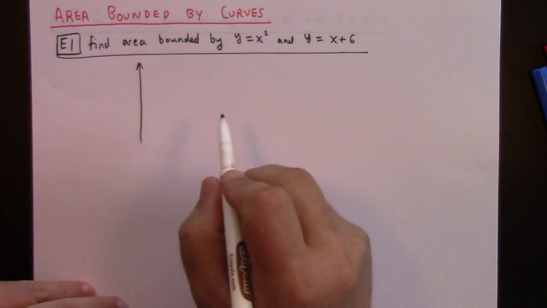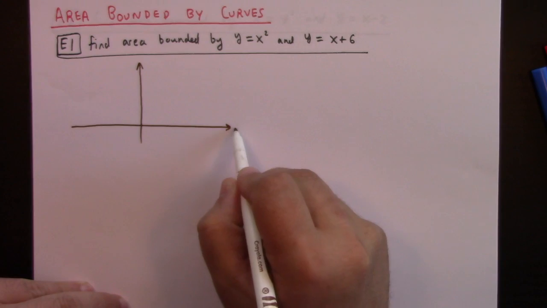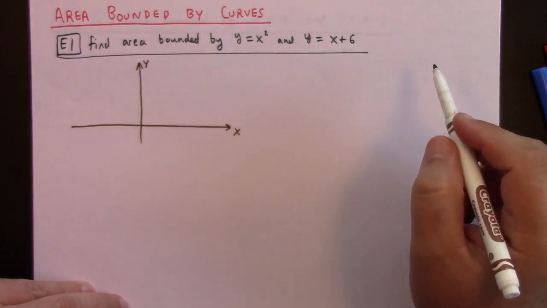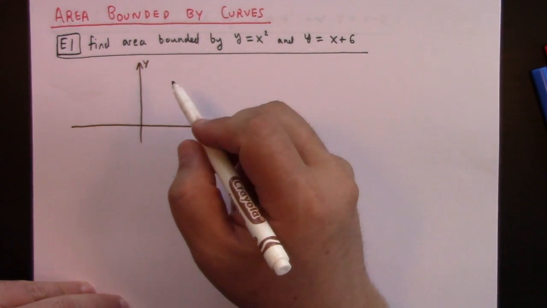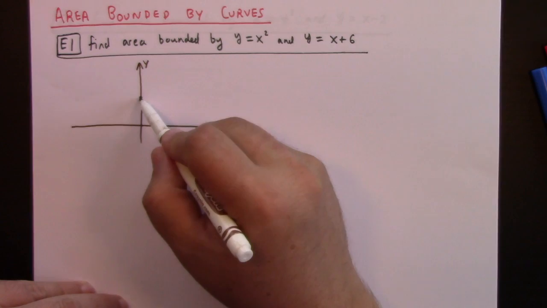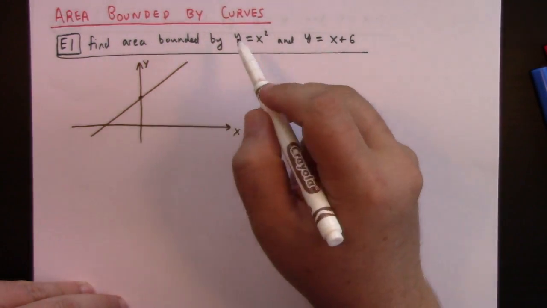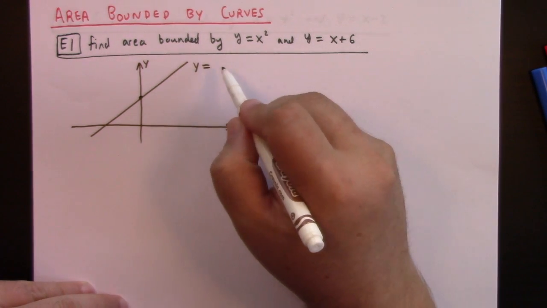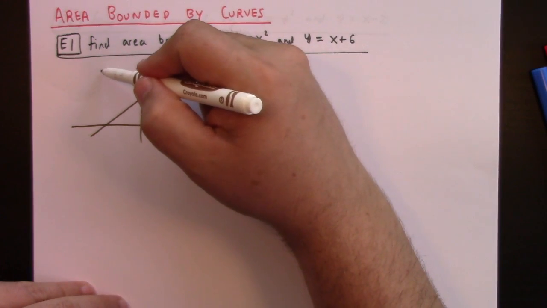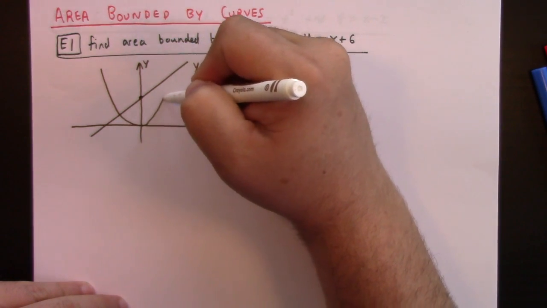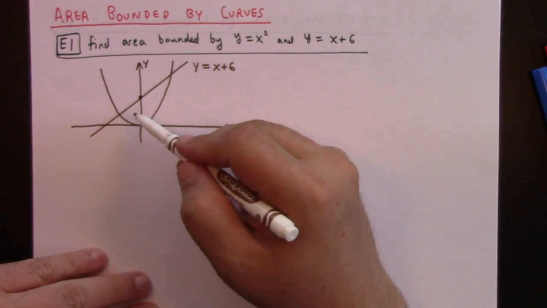So there's my y-axis and x-axis. Let's see here, y equals x plus 6. Well, that's a line with slope 1 and y-intercept of 6. So it's roughly speaking that, right? And then y equals x squared. Well, that's, crudely speaking, that thing, right? Now this is a pretty nice shape. We're trying to find the area of that.